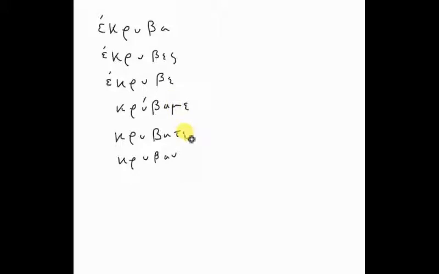Krivame. The same thing for here. Epsilon is short, the accent goes on the antepenult, which is there, so we accentuate it. Krivate. And here, alpha is short, so the accent goes on the antepenult, which is not there, so we add an epsilon. So we have ekriva, ekrives, ekrive, krivame, krivate, ekrivan.